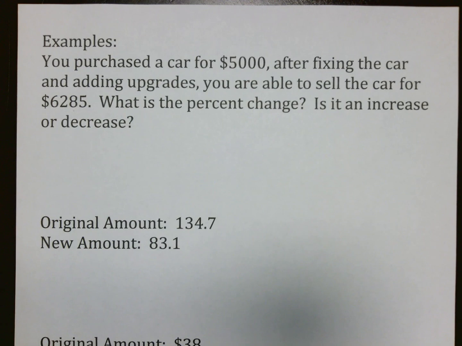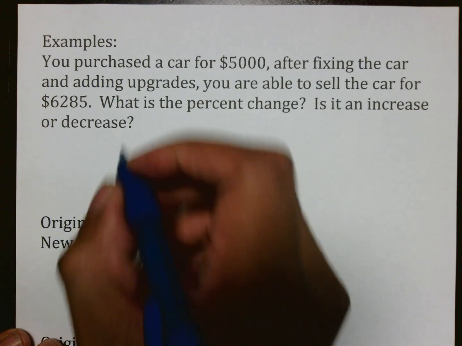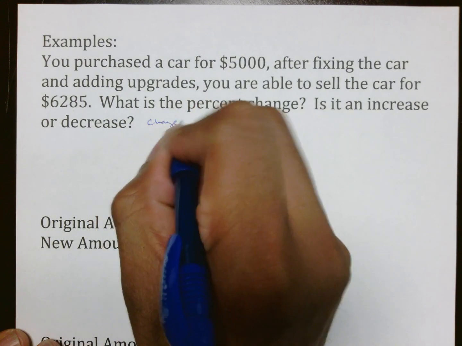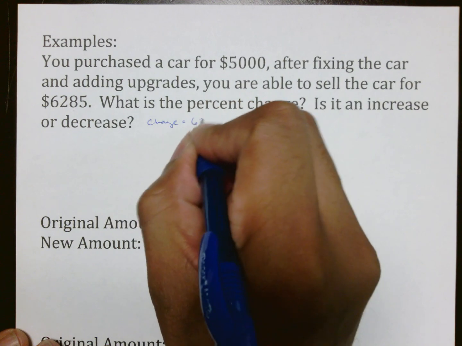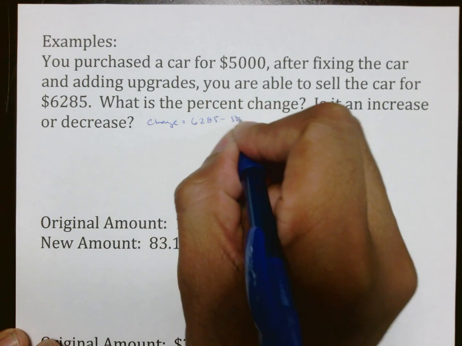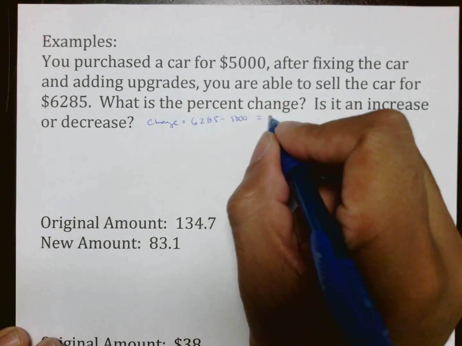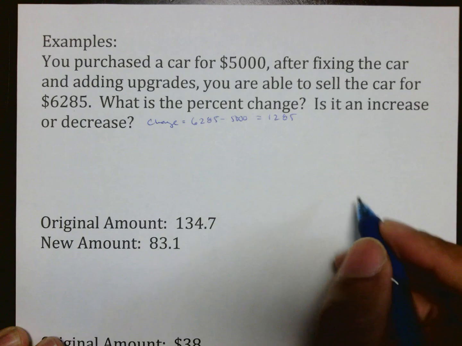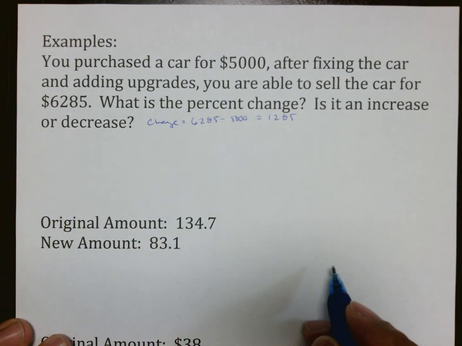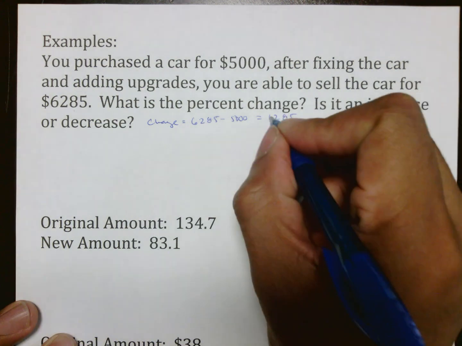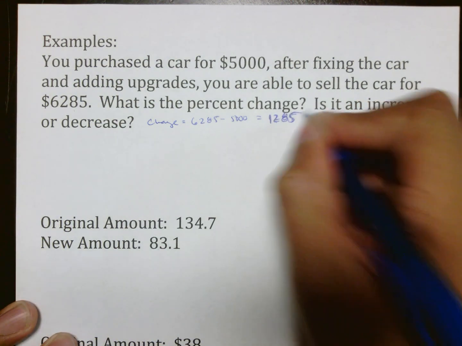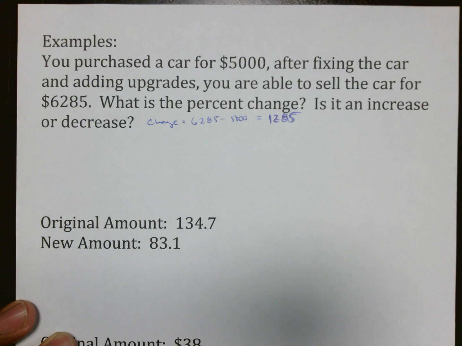You purchased a car for $5,000. After fixing the car and adding upgrades, you're able to sell the car for $6,285. What is the percent change? Is it an increase or a decrease? First thing we must do is find the change, and that would be by doing 6285 minus 5,000, which I believe is just 1,285. Again, that is your change amount. Sorry, I wrote so small, I forgot I was on camera here. But again, the number is 1,285, and that is your change amount.